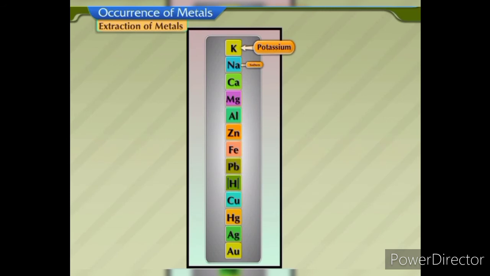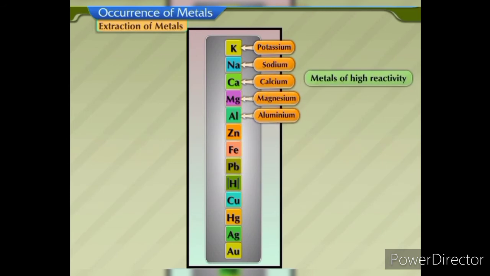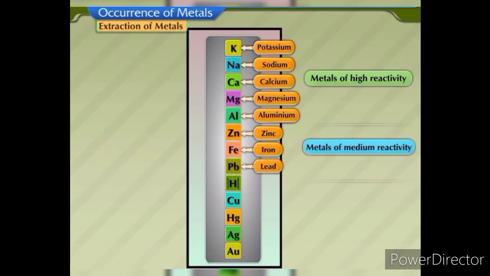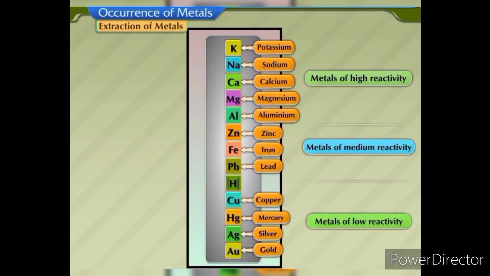Extraction of metals. Metals like potassium, sodium, calcium, magnesium and aluminium are highly reactive, so they are placed at the top of the activity series. Zinc, iron and lead are metals of medium reactivity and copper, mercury, silver and gold are the least reactive metals.